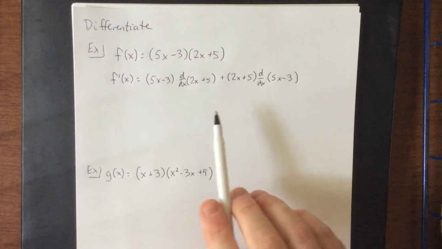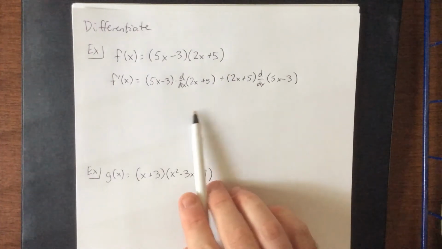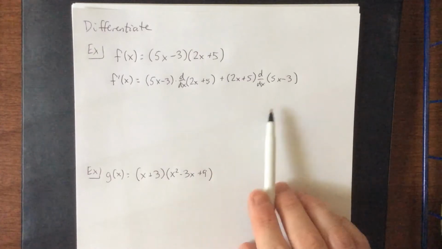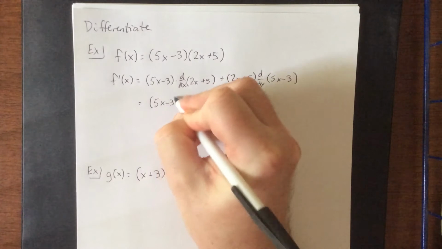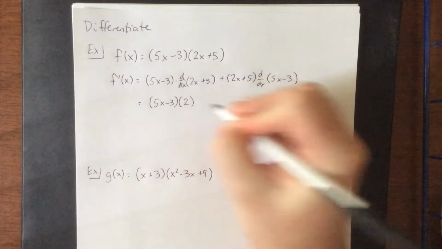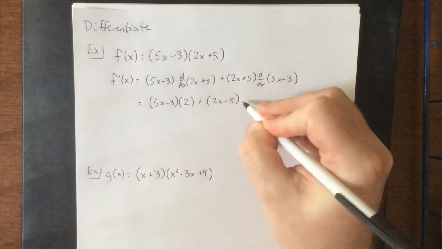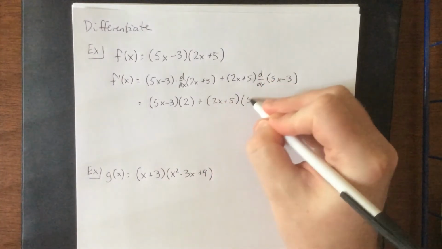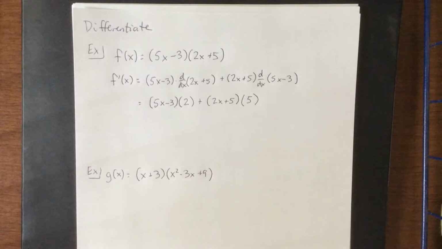Now, the product rule doesn't complete the derivatives for us, but it should give us some more elementary things to differentiate. Now, both of these elementary things are linear, and as such, the derivative of something linear is simply going to be its slope. So for the first one, 2x plus 5, that will become 2, and for 5x minus 3, when we differentiate that, we will get 5.